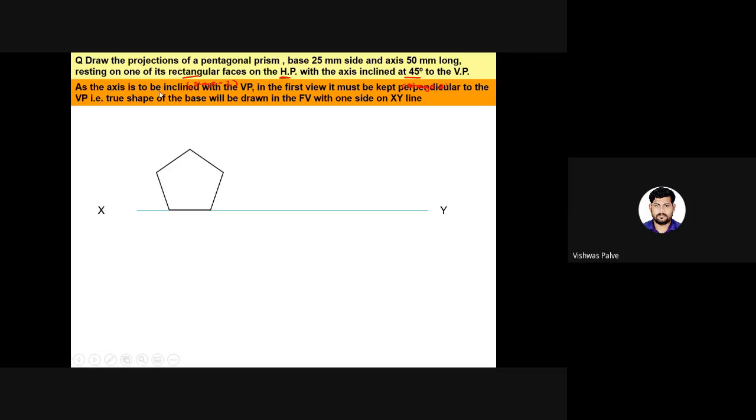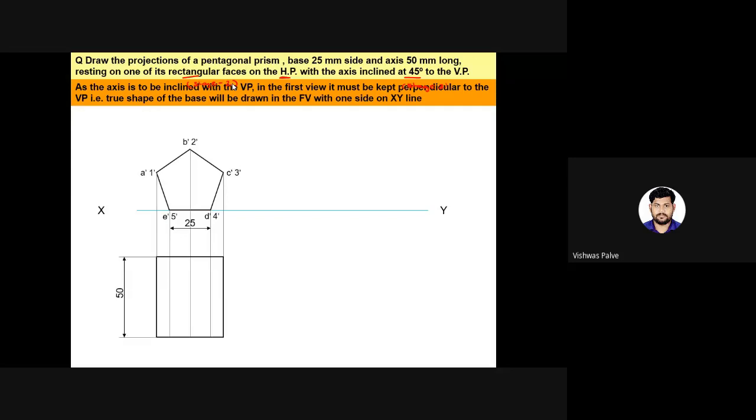as the axis is to be inclined with VP. In the first view, it must be kept perpendicular to VP and the true shape will be drawn in the front view with the side inclined to the XY line. So whenever it is, just I'll draw the complete object first and then I'll explain.